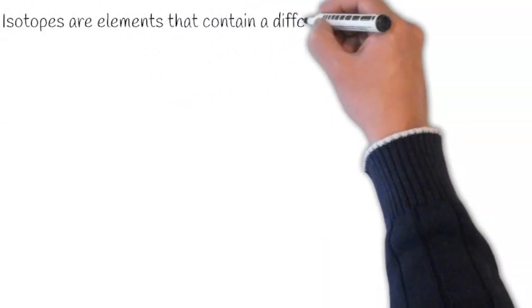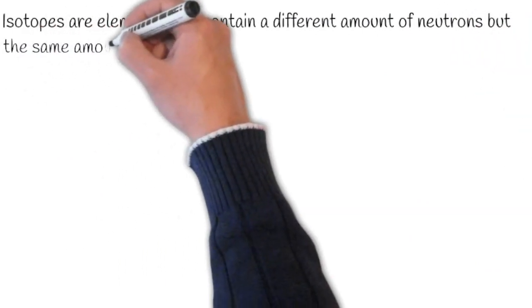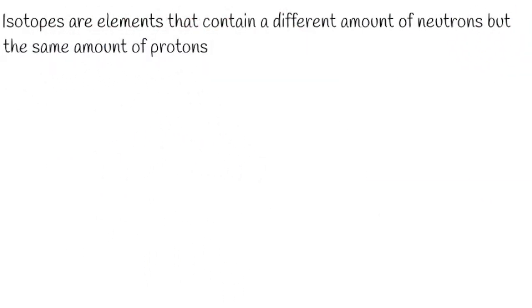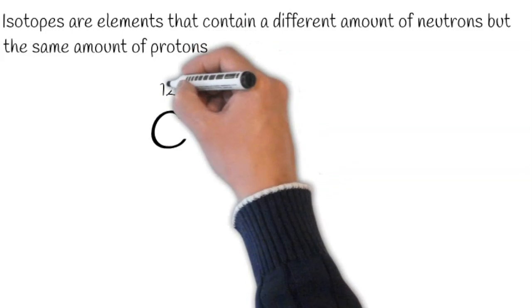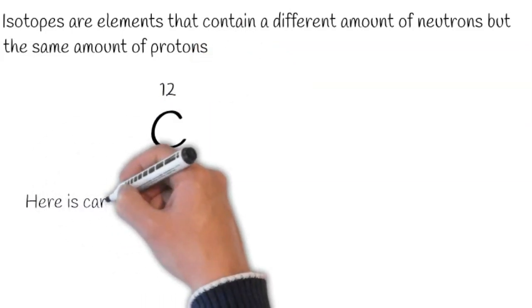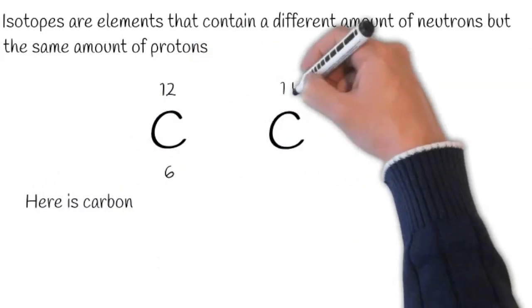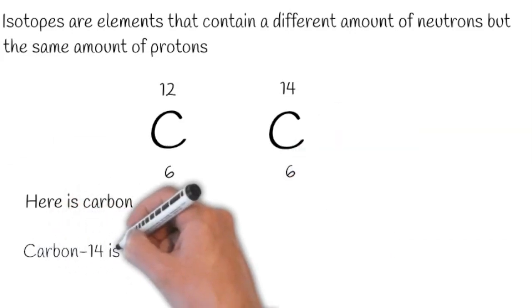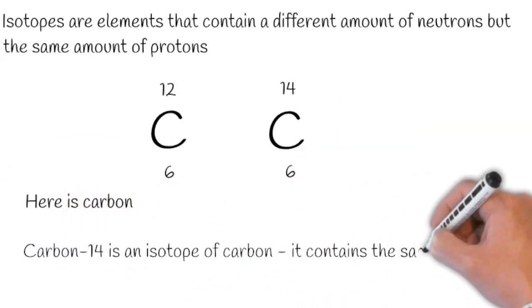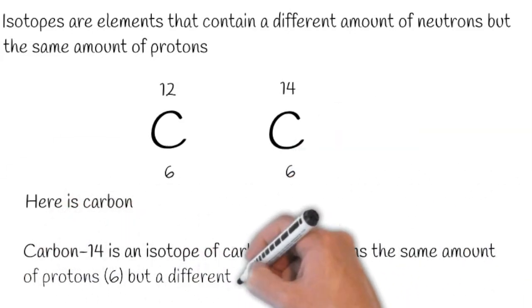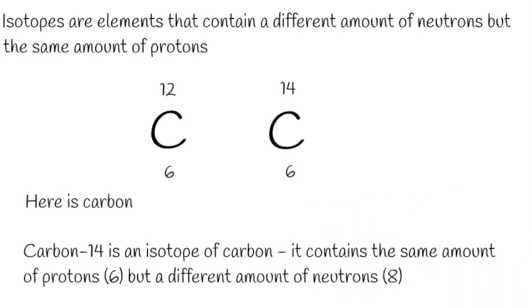Isotopes are elements that contain a different amount of neutrons, but the same amount of protons. I'm going to draw 2 isotopes of carbon here. Carbon-12 and carbon-14. Carbon-14 is an isotope of carbon. It contains the same amount of protons, 6, but a different amount of neutrons, 8. Remember, we worked this out by doing mass take away proton number.